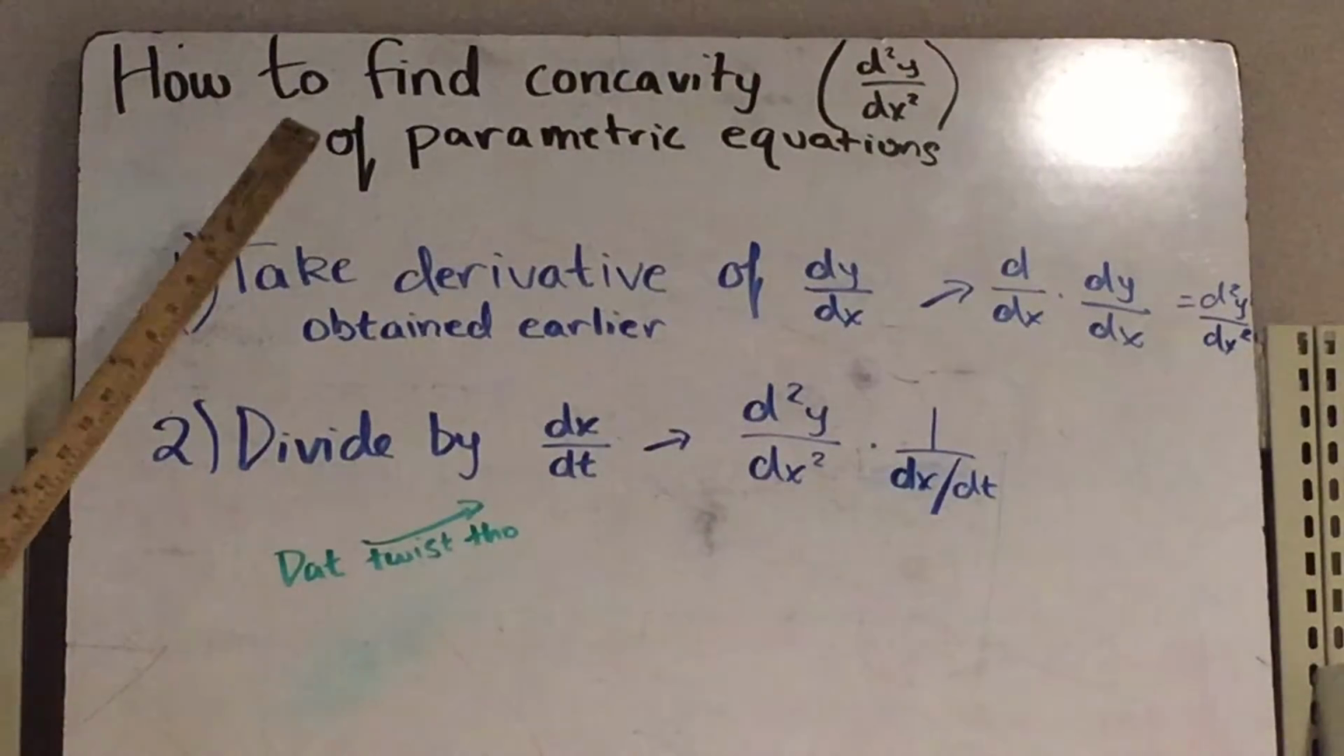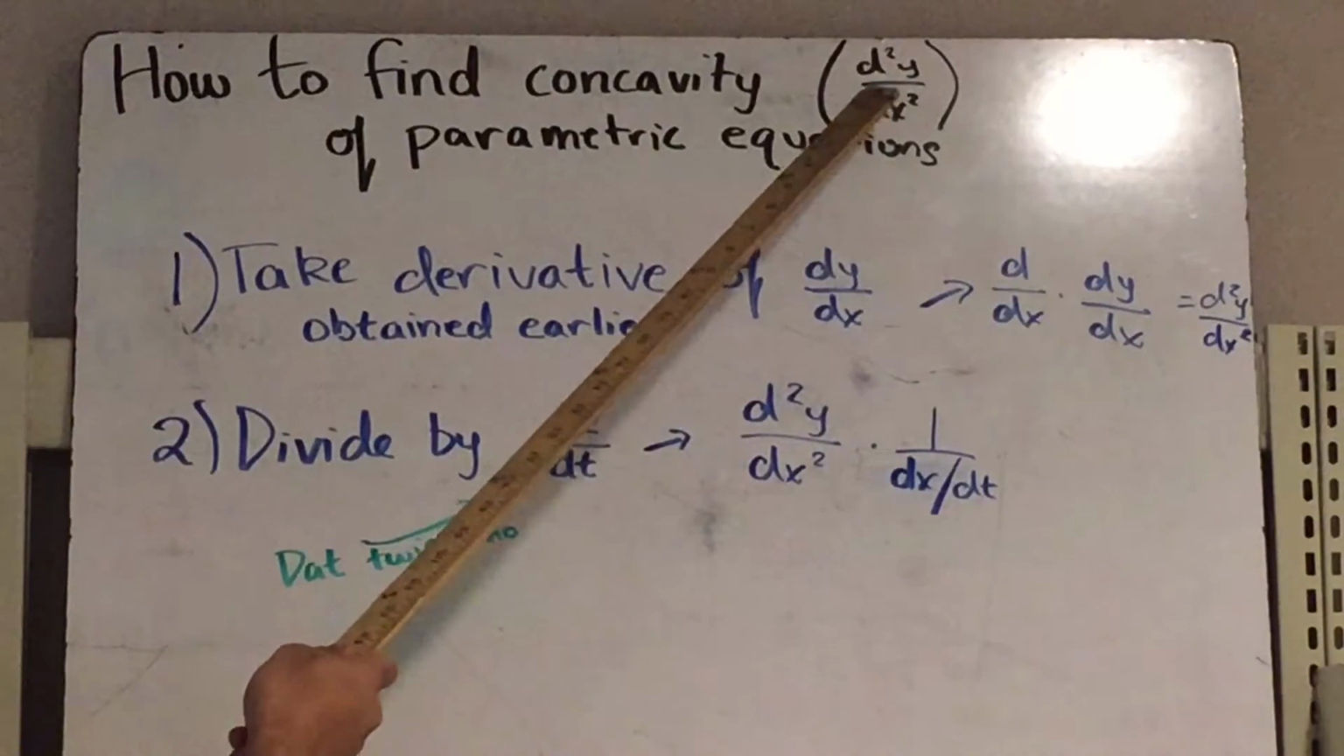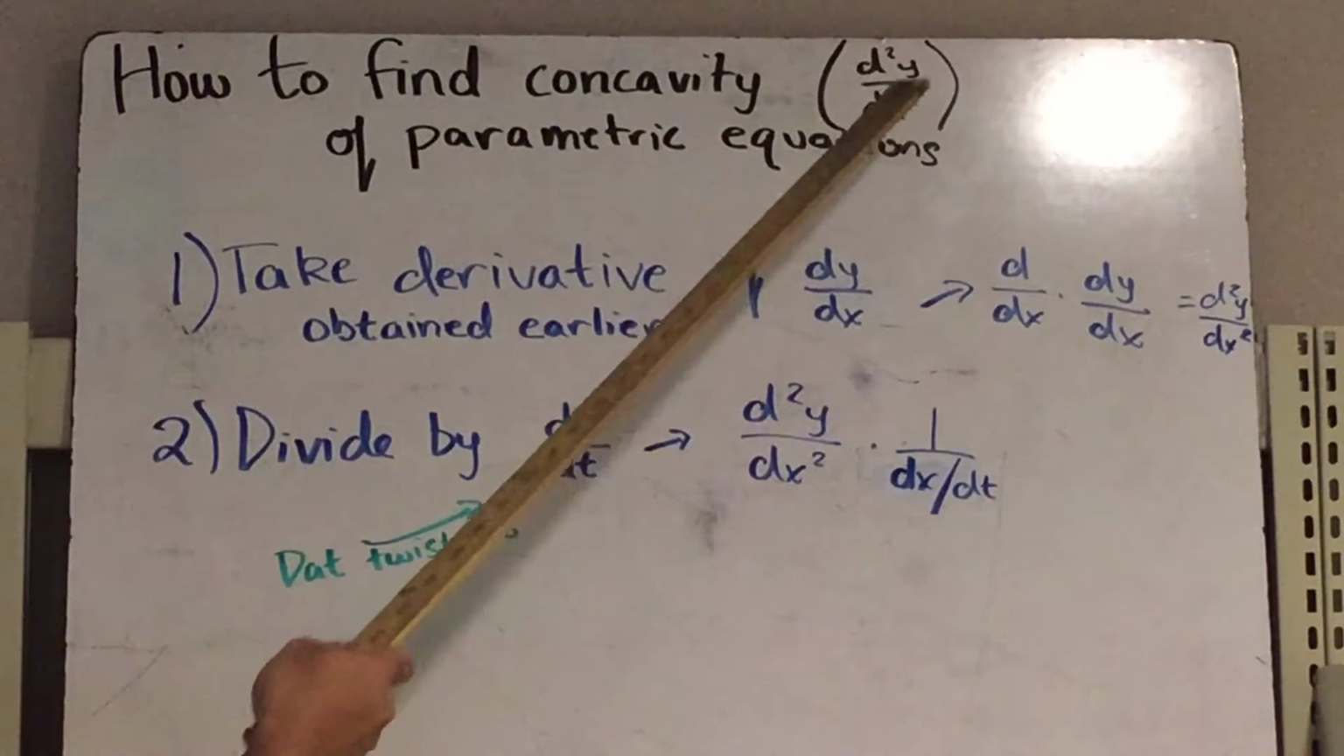The second thing you might want to know is how to find concavity of parametric equations. Concavity is also known as d2y over dx.